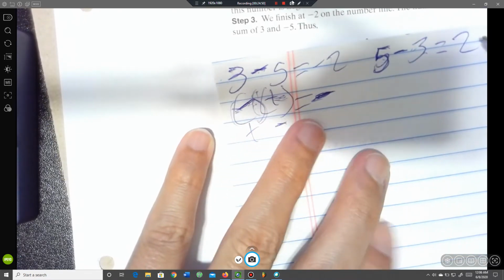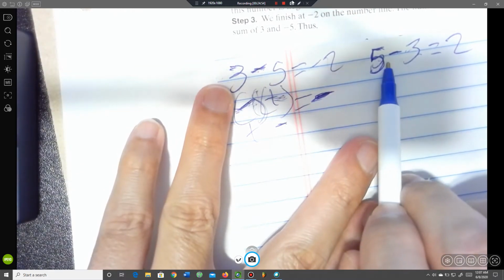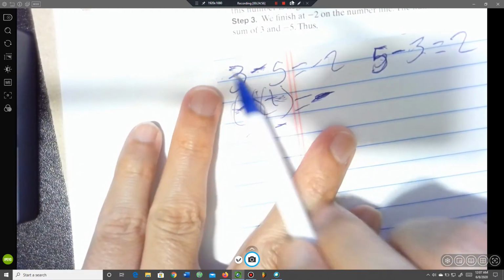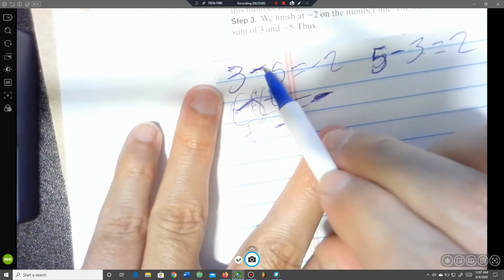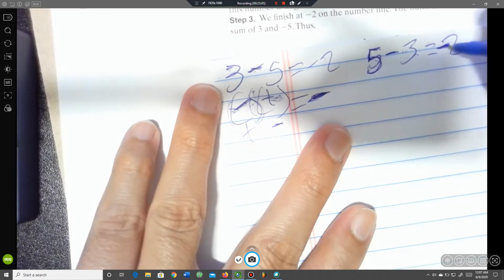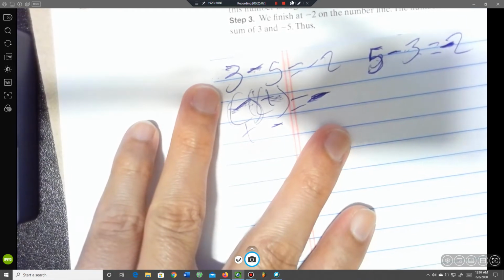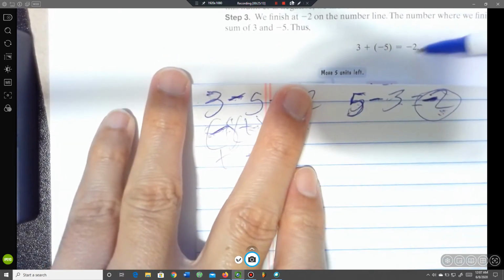See, that's easier. 5 minus 3 is 2. The only trick is that you have to go back here and see which value is larger. I know 5 is larger, so I keep that sign, okay? So I rewrite over here, the negative over here, and I get a -2 as the answer, okay? Which is this right here.